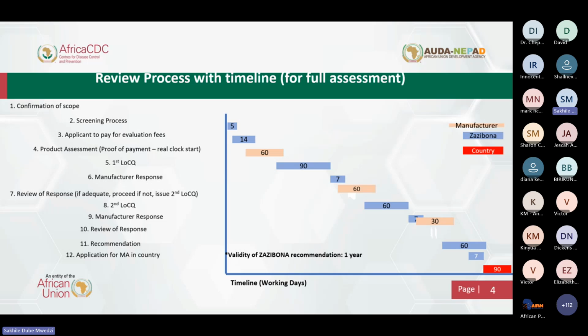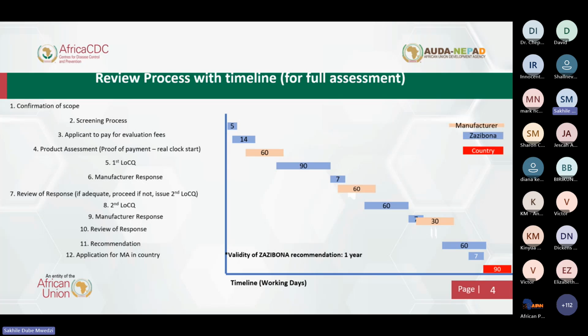So confirmation of the scope, we take 5 days. Screening is 14 days. And then once you have paid, we take about 90 days in which we then do our initial review. And if you've noticed, our joint assessment sessions are done quarterly. And this is because it is accommodating those time periods in which to actually do the work.